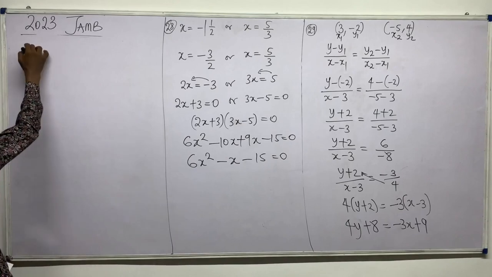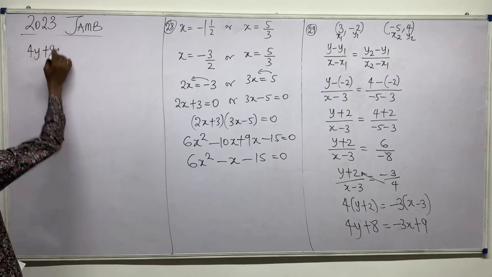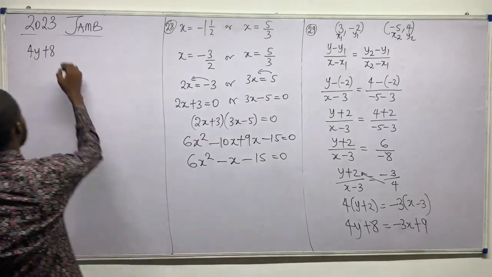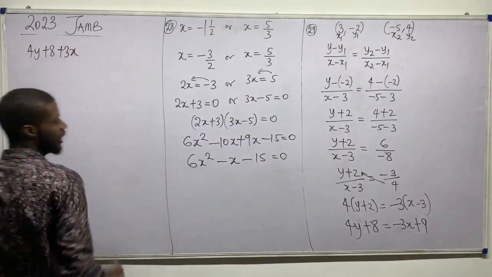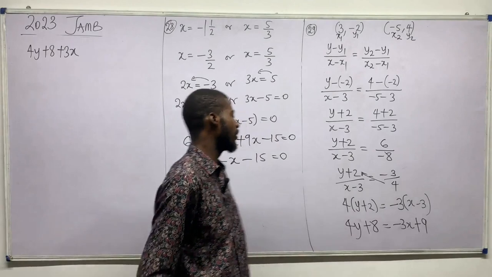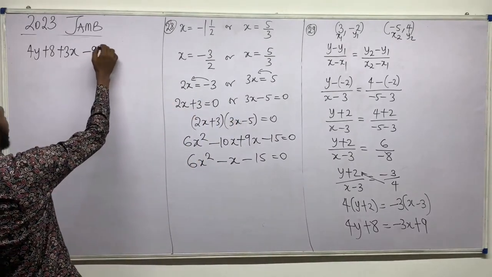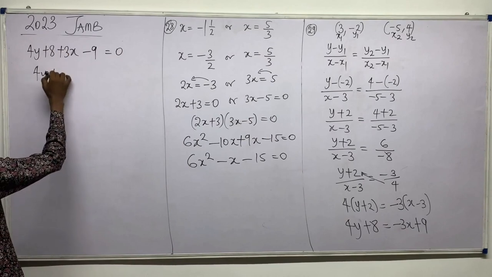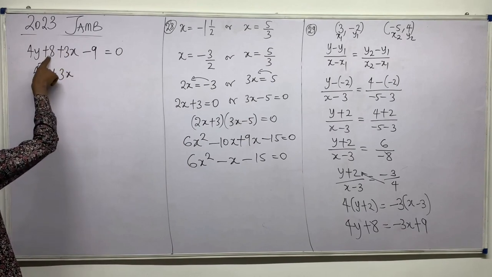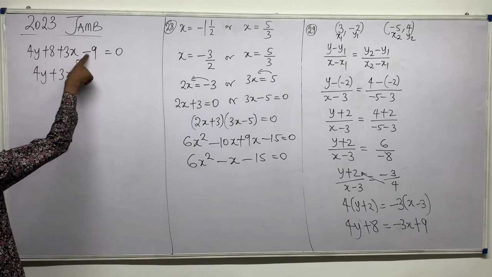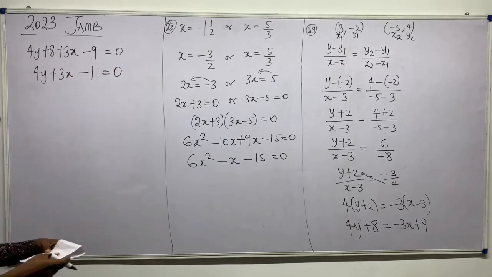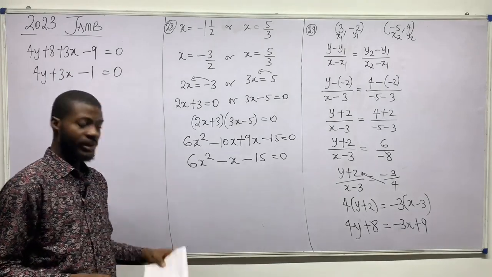So this is 4y plus 8. If minus 3x comes over, what will it become? Plus 3x. If plus 9 comes over, what will it become? Minus 9. And this will be equal to 0. And this is 4y plus 3x, 8 minus 9. 8 minus 9 is minus 1. Equal to 0. So that will become the answer to that very question.